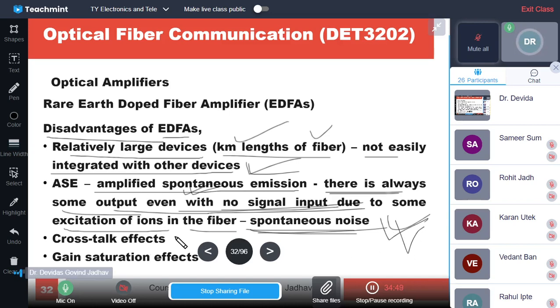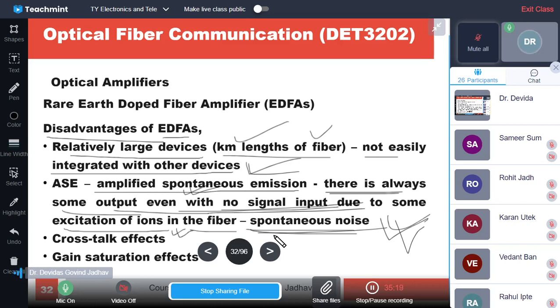So there is a crosstalk effect. Crosstalk we have discussed in the first chapter, advantages, first point. Crosstalk effects are there, and gain saturation effects are also there. After a particular level of gain, there is a saturation. After that, gain will not increase even though the pumping is increased. So this is gain saturation. So these are the disadvantages.